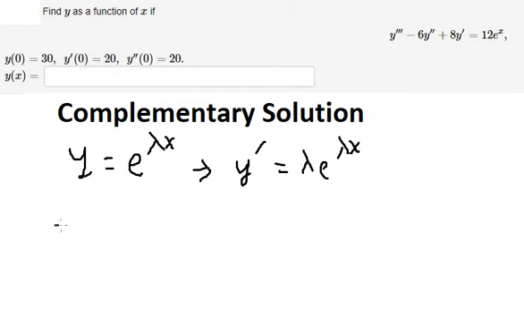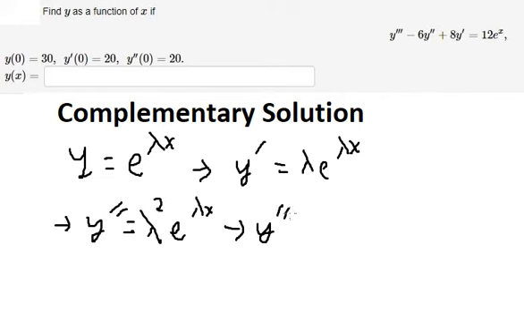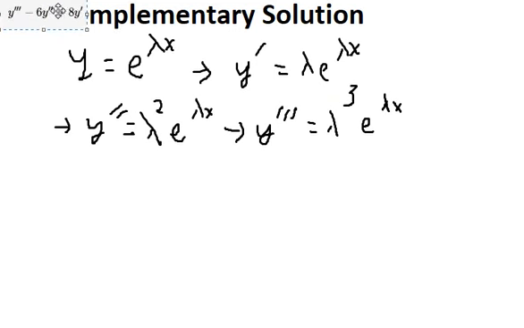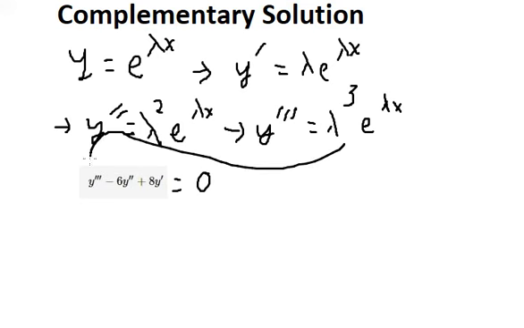Now we can do the second derivative. We get lambda squared e to the power of lambda s. And the next one is the third derivative. You get lambda to the power of 3 e to the power of lambda s. Because this is the complementary solution, this equation equals 0. So we put this one here, this one here, and this one here.